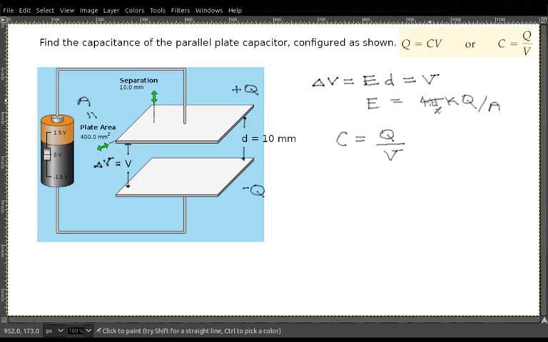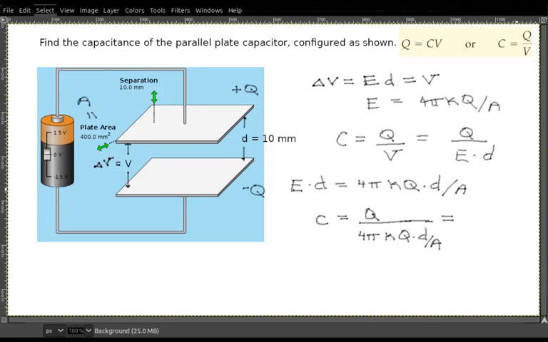Well, what's the voltage that caused it? It's V, which is delta V, one and the same. So it's going to be Q over V, which is also E times D.